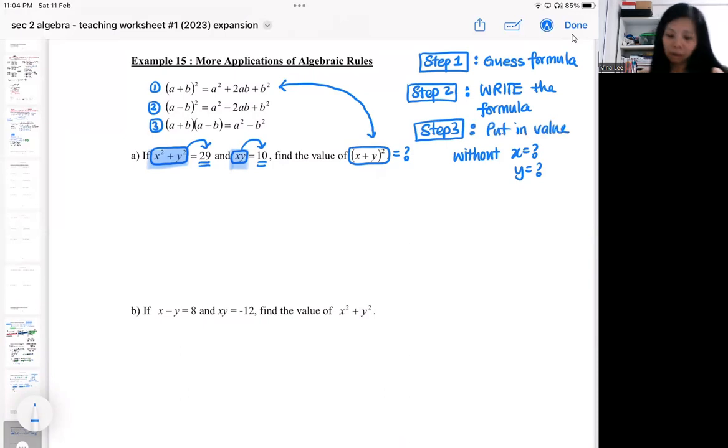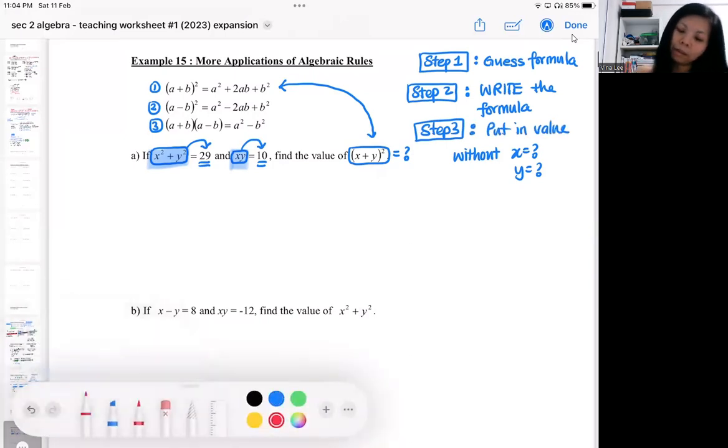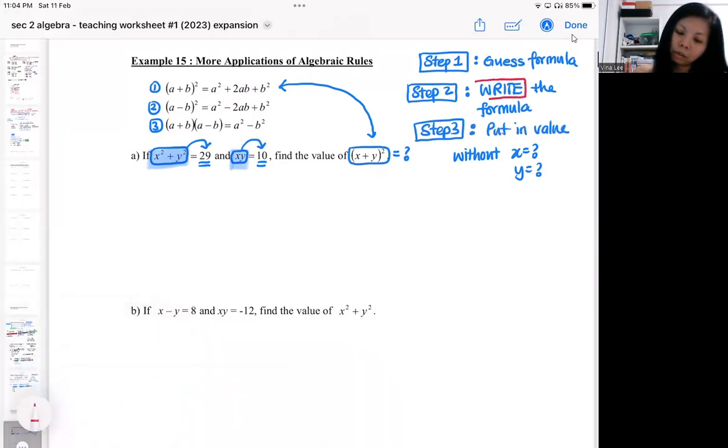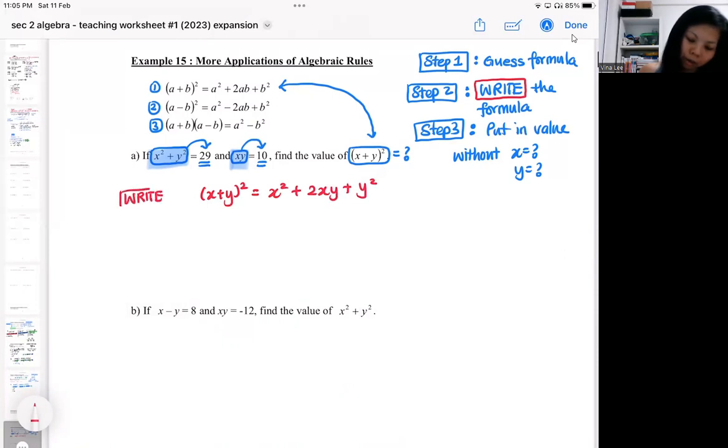Do you realize I emphasize the word write the formula? Because there are students who don't write the formula. They don't write the full formula. So in this case, I'm guessing it should be formula one. So I'm going to be writing the whole formula. This is the writing formula. After I guess, I write.